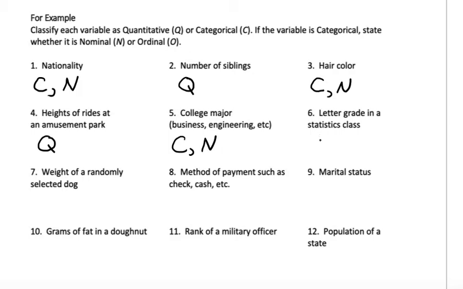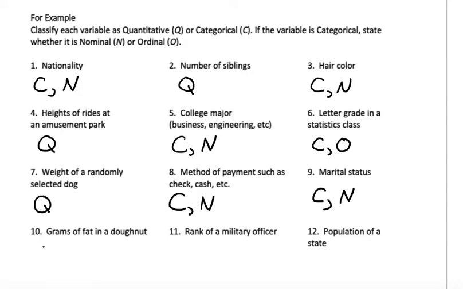Letter grade in a class. Now, these are categories, A, B, C, D, but there is an inherent order. A is a higher grade than a B, B is a higher grade than a C, so that would be an ordinal variable. Weight of a randomly selected dog, that would be quantitative. In pounds, probably. Method of payment, check, cash, credit card, those are categories, and there is no order there, so that would be nominal. Marital status, single, married, engaged, divorced, those are all categories, and there is no ranking or order to that, so they would be nominal.